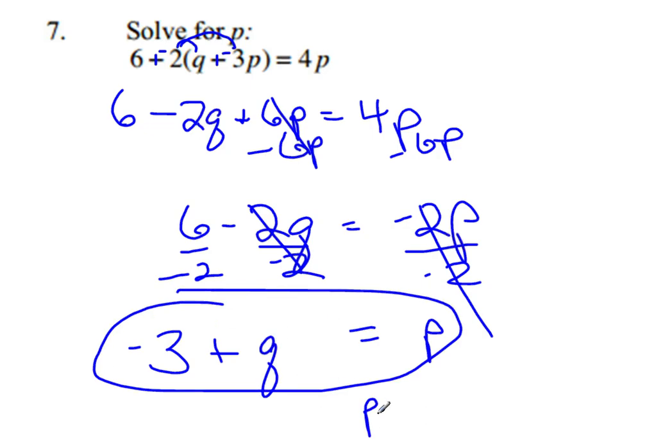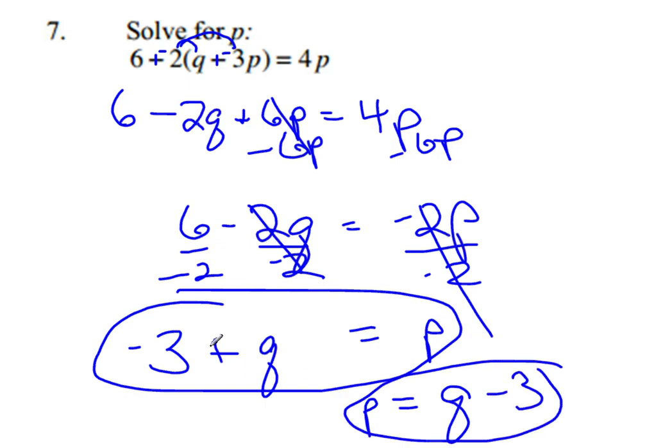Or if you want to write it a little more efficiently, p equals q minus 3. Either way, it's the same thing. I just switch this around. I'll keep the negative on the 3.